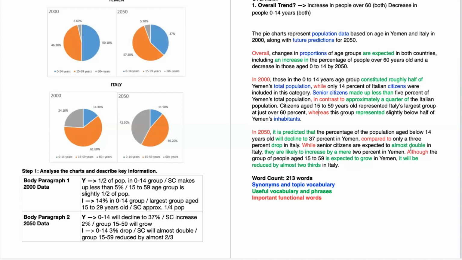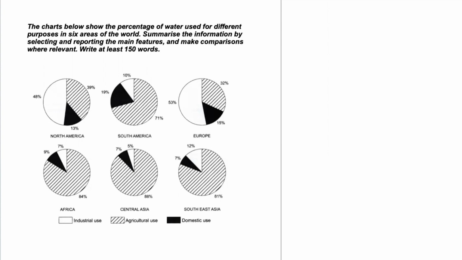We're going to take things up a notch and move a little bit quicker in our second example. So let's look at that now. And here we are. It says, the charts below show the percentage of water used for different purposes in 6 areas of the world. Summarize the information by selecting and reporting the main features and make comparisons where relevant. Write at least 150 words.